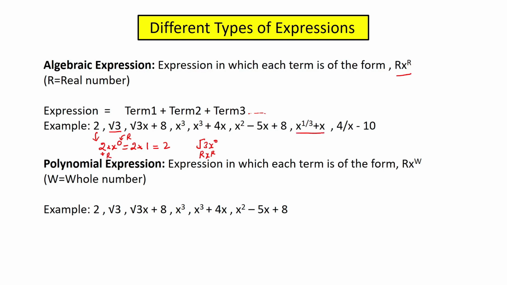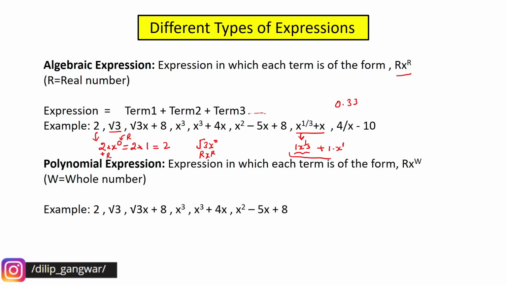Likewise, if you see this expression, here each of the terms is of form r x to the power r. How? Here this is 1 x to the power 1 by 3. So this 1 by 3 is something like 0.33, and this 0.33 is a real number. So this term is a form of r x to the power r. Then we have plus, the next term is simple x. So this can also be written as 1 dot x to the power 1. So again this x can be written in form of r x to the power r. As each of the terms in this expression is of type r x to the power r, this complete expression is a valid algebraic expression.